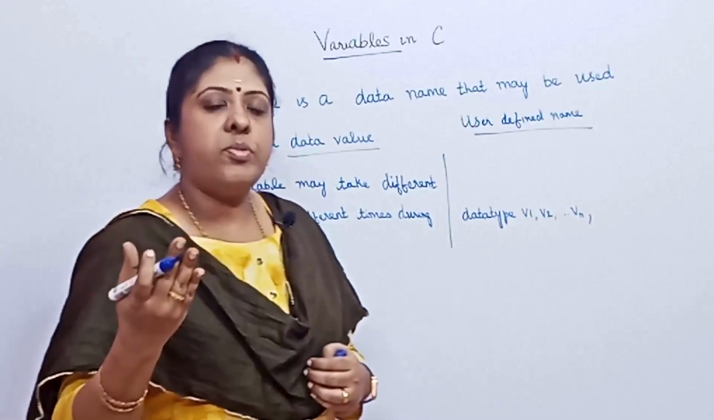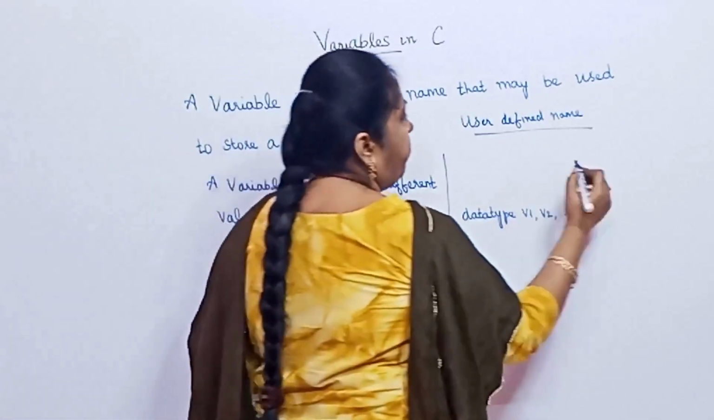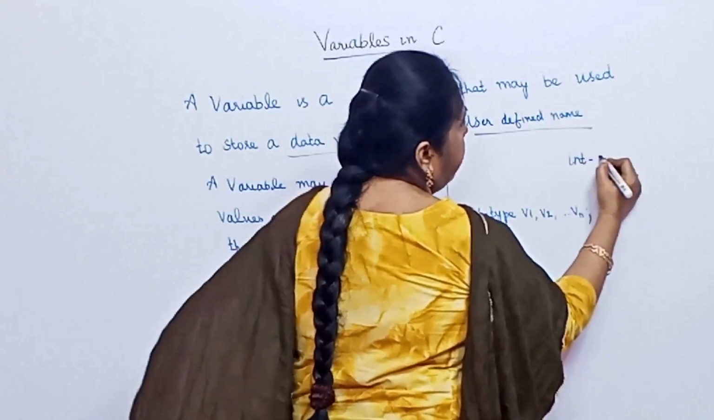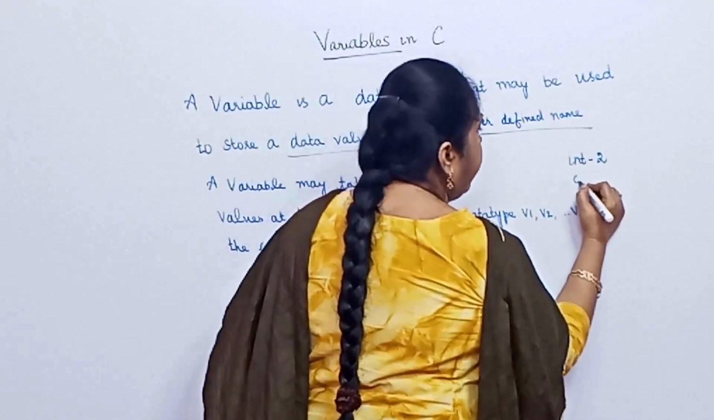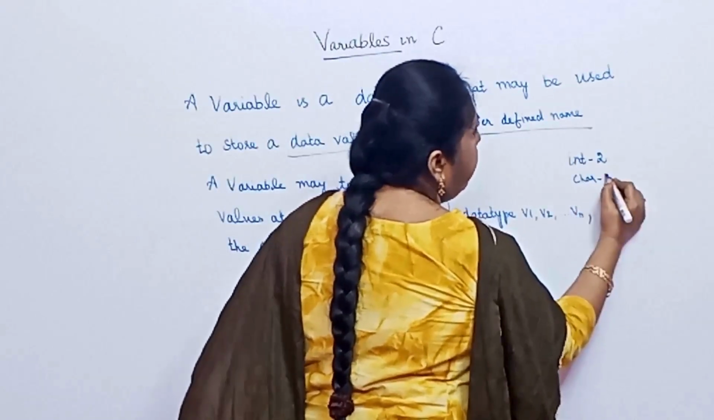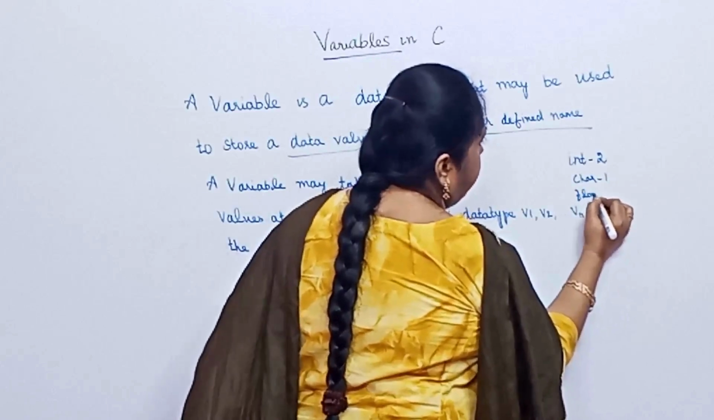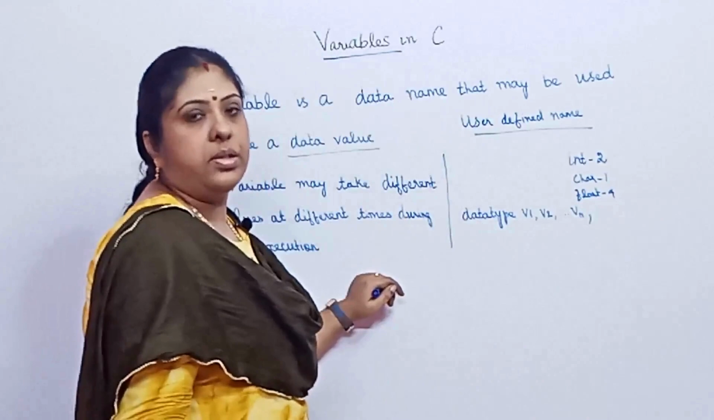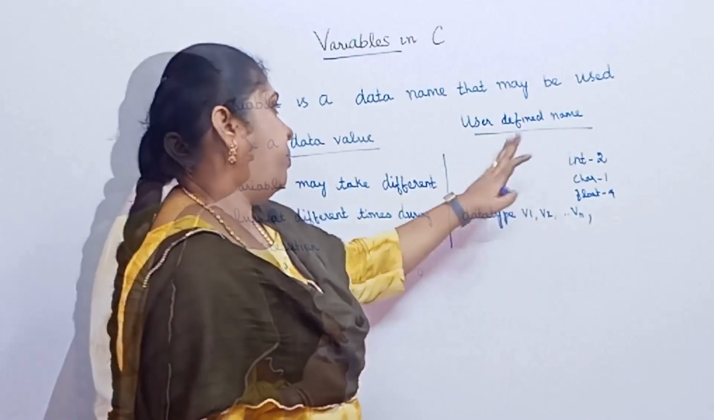The data types we discussed in the previous video: integer will occupy 2 bytes of memory, character will occupy 1 byte of memory, and float will occupy 4 bytes of memory. Just as a reminder, these three types are represented here.